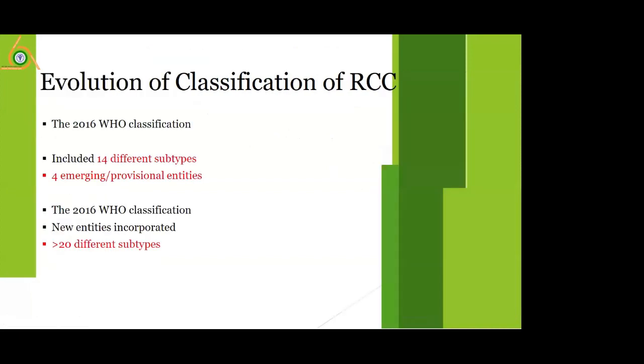Yeah. So as I said, this is again to re-emphasize that there has been an expansion of RCC classification. In 2016, there were 14 different types of RCC. In 2022, there are more than 21 types of RCCs. Next slide, please.